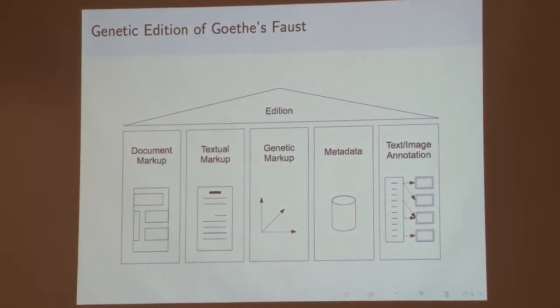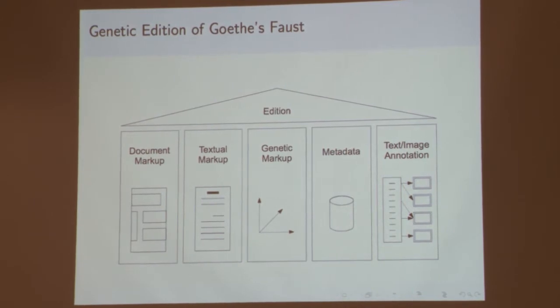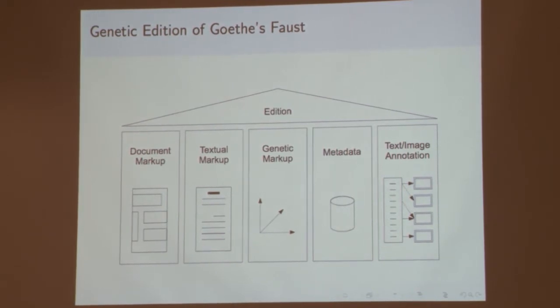The two on the left-hand side, the document markup and textual markup, I'll talk about in a little bit more detail in a second. But the general idea is that to deliver a really sincere edition of Goethe's Faust, we not only want to deliver a reading text or some story about how the text came into being, but we want to also describe things like metadata, for example, that we got from the archives where the handwritings and manuscripts are lying. Or we want to link the text to images, like, for example, illustrations that we have for Goethe's Faust.